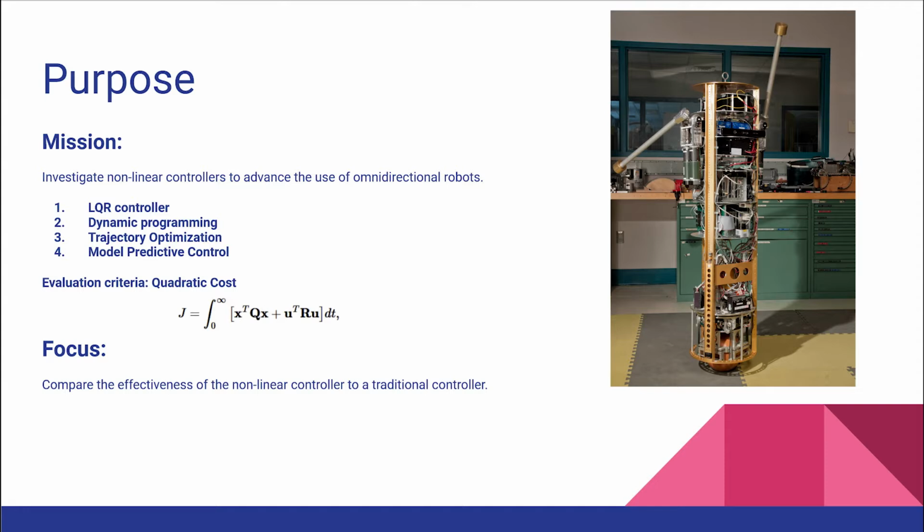For our project, we wanted to work on creating a controller for a Ballbot. We wanted to compare multiple controllers on the same plant in order to get a better understanding of each controller. We tested 4 different controllers on the Ballbot: an LQR controller, a dynamic programming approach, a trajectory optimizer, and MPC. And then we evaluated the pros and cons of each.